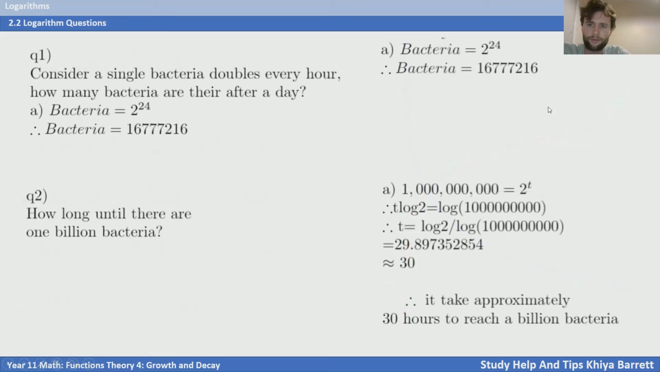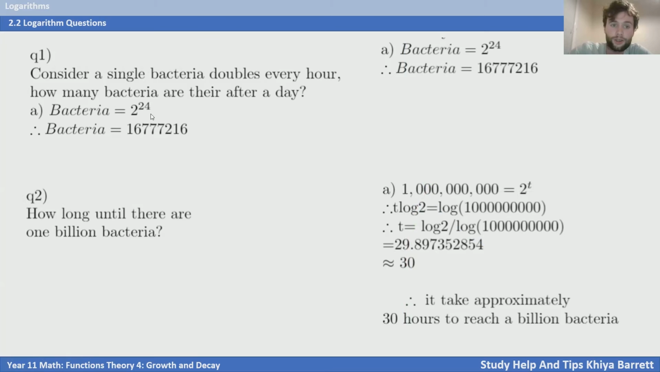Here are some examples. I'd really like you to have a crack at these. Consider the first one. A bacteria doubles every hour. How many bacteria are there after a day? We have the equation bacteria equals 2 raised to the 24, because there are 24 hours in a day. Therefore bacteria equals 16,777,216. You can just chuck that in your calculator.